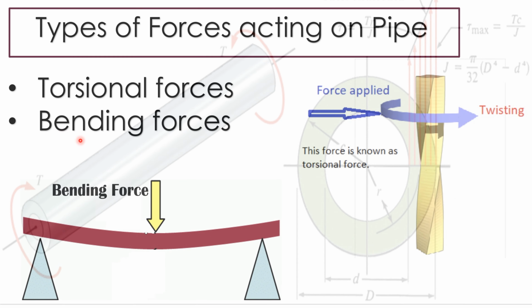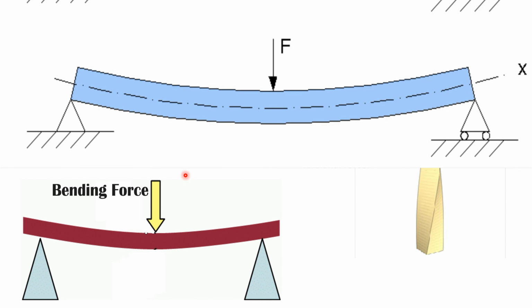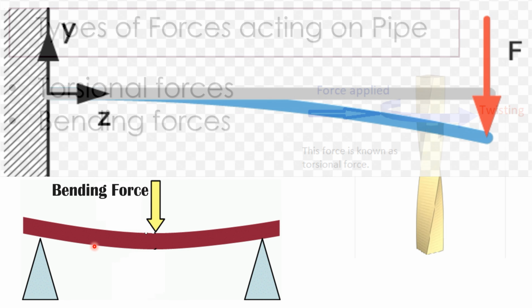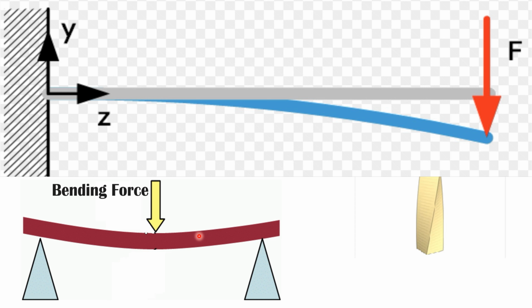The fifth one is bending forces. When a single force acts at a single point, either between two spots or at a certain distance from one spot, but perpendicular to the pipe longitudinal axis, it will create bending moment in a pipe. So this is called the bending force that creates a bending moment in a pipe.